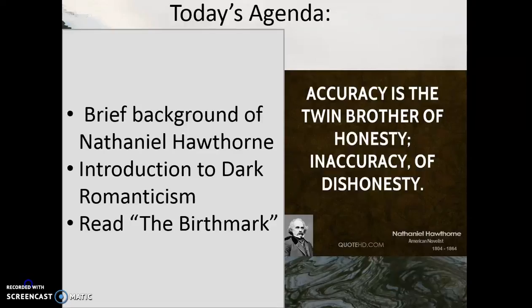We're going to talk about dark romanticism and talk about it in relationship to transcendentalism. And then you'll be reading a story called The Birthmark by Nathaniel Hawthorne.